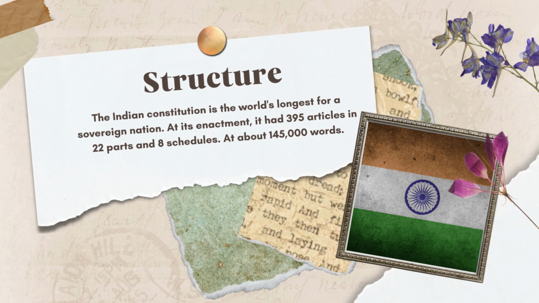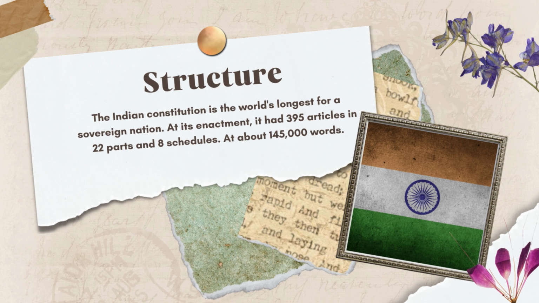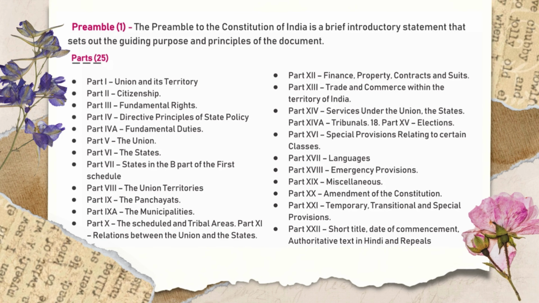Now let's talk about the structure of the Indian Constitution. The Indian Constitution is the world's longest for a sovereign nation. At its enactment, it had 395 articles in 22 parts and 8 schedules, at about 1,45,000 words. The Constitution of India begins with the preamble, a brief introductory statement that sets out the guiding purposes and principles of the document.